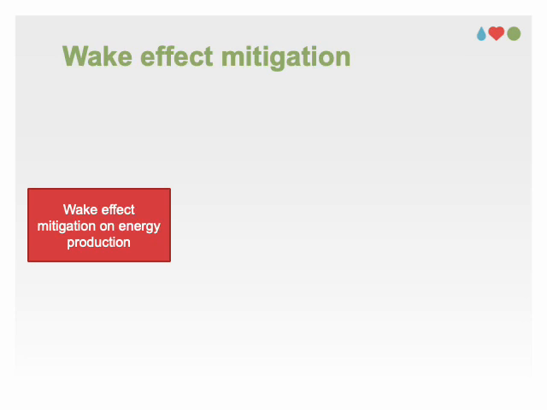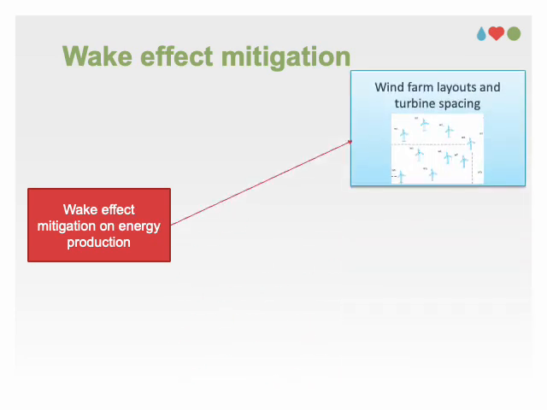The question is, how can we mitigate the wake effects? To mitigate the negative impact of wakes on energy production, wind farm layouts and turbine spacing are carefully designed. By optimizing the spacing between turbines and considering the prevailing wind direction, developers are able to minimize wake effects and maximize overall energy production.